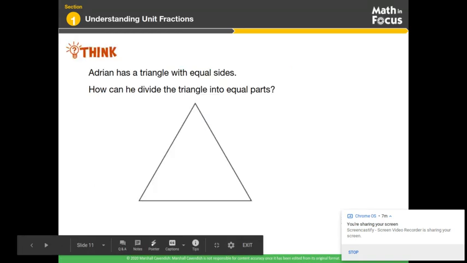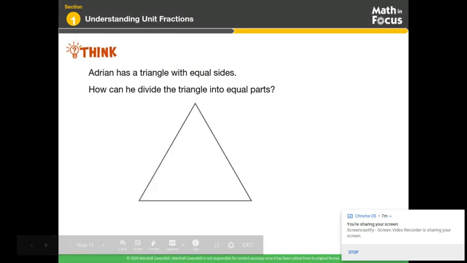Let's go back to the question we started with. Can you draw a triangle on a piece of paper, just like the one Adrian has, and divide the triangle into equal parts? Take a picture of your work and share it with your teacher.